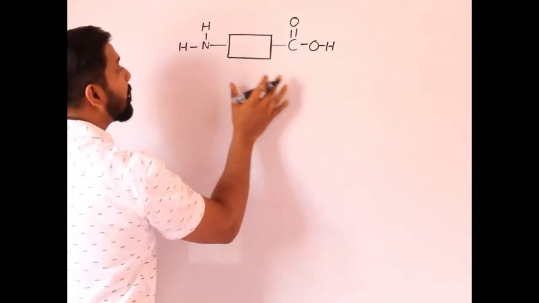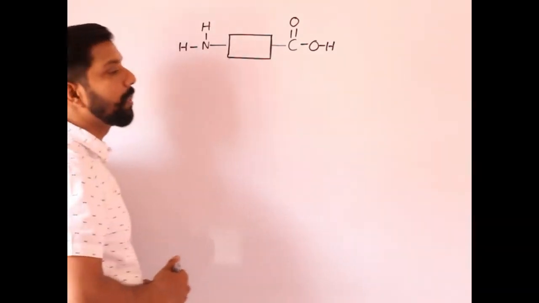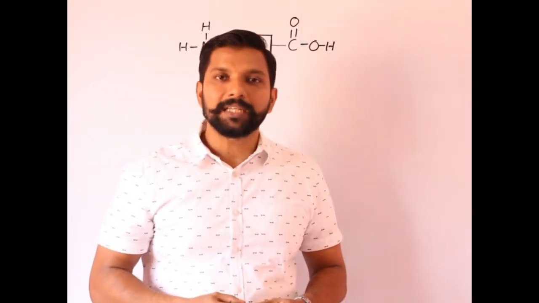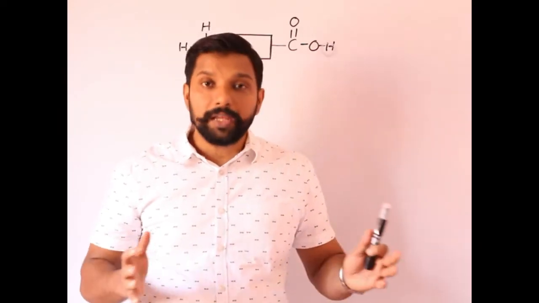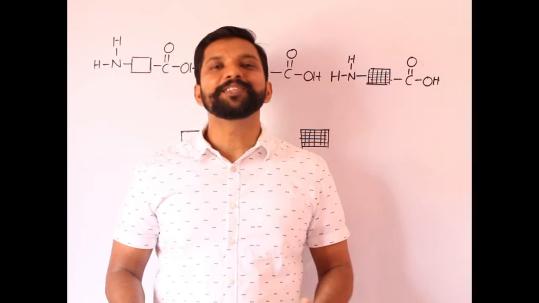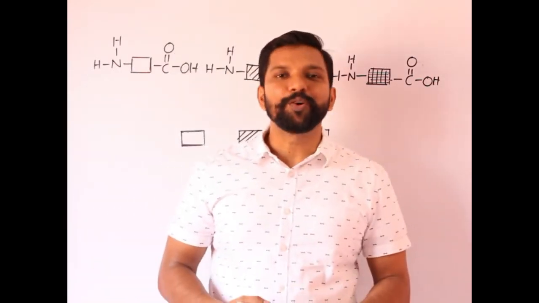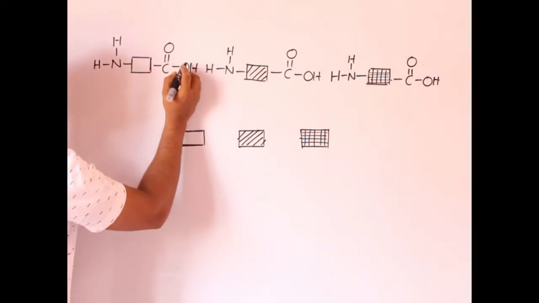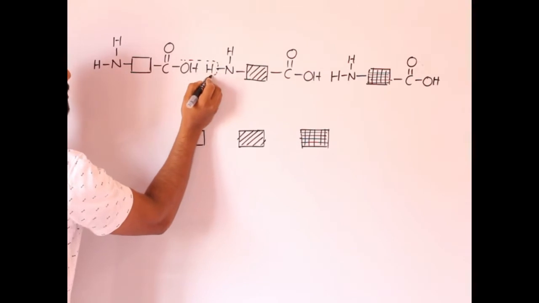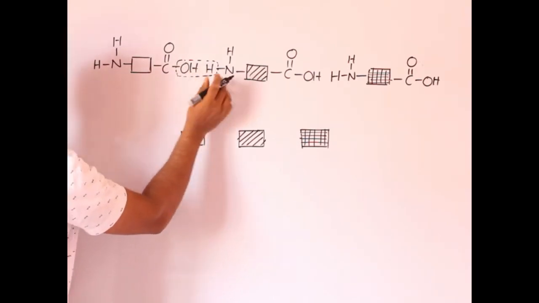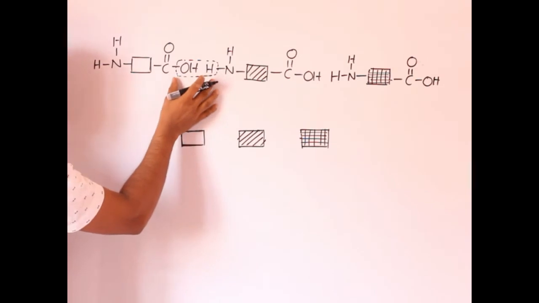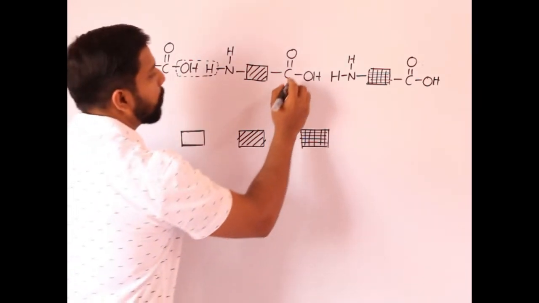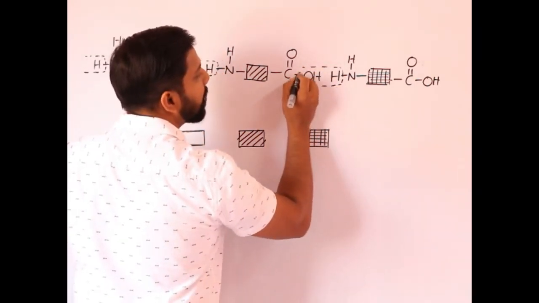Since amino acids contain both these groups, amino acids can undergo condensation polymerization to produce a polyamide. Hundreds or thousands of amino acids can join to form a protein. You can see the OH group of the carboxylic acid and the H atom of the amino group can form water, and it can continue from this end and also from the other end as well.